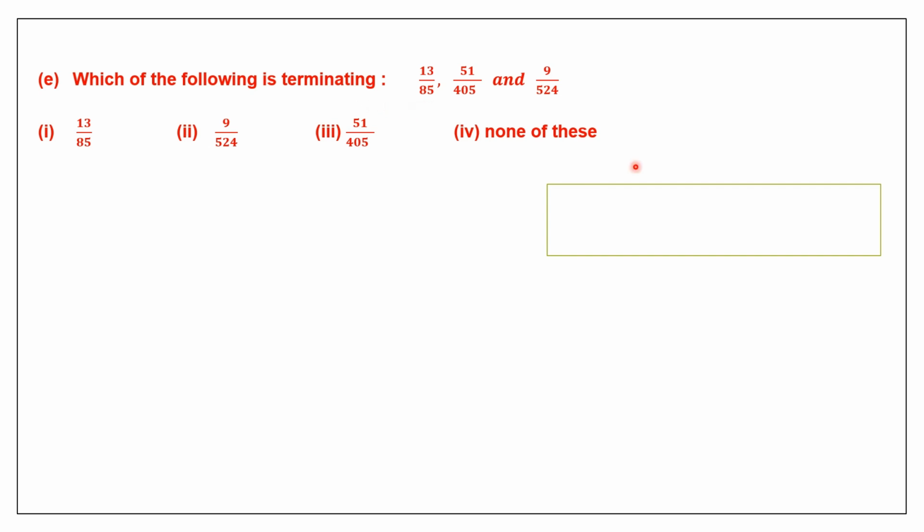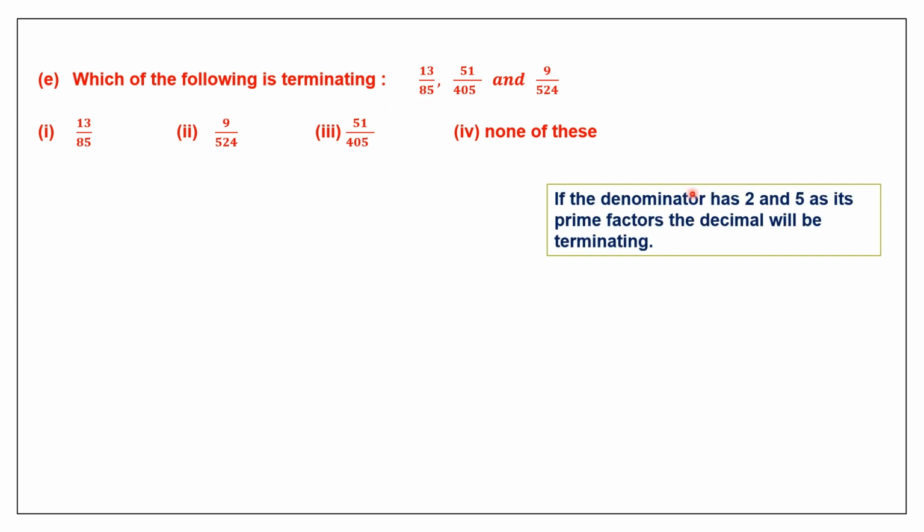That is one way. Another way of finding is this. If the denominator, that is these denominators, if the denominator has 2 and 5 as its prime factors, the decimal will be terminating. So this is a shorter way of finding out. Instead of actually doing the division, we take only the denominator, we find the prime factors of the denominator, and if the prime factors are 2 and 5, then we say that that is a terminating decimal.